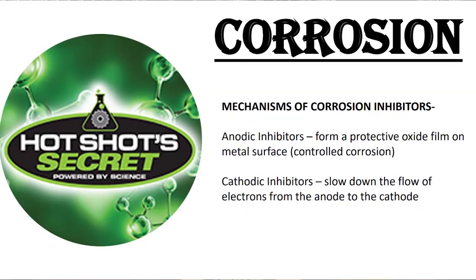The two main mechanisms of corrosion inhibitors are anodic inhibitors and cathodic inhibitors. Anodic inhibitors form a protective oxide film on the metal surface. It's a controlled corrosion. The cathodic inhibitors slow down the flow of electrons from the anode to the cathode.